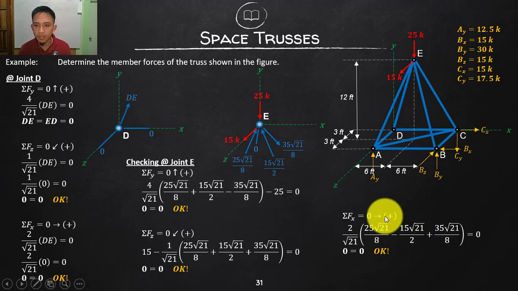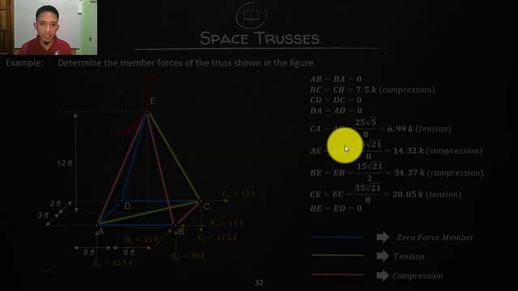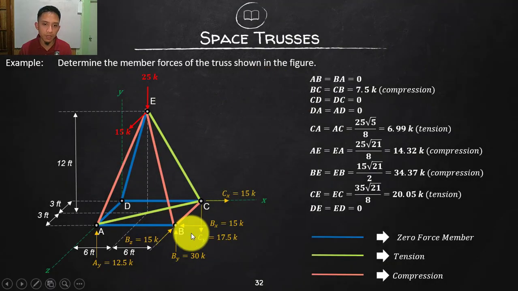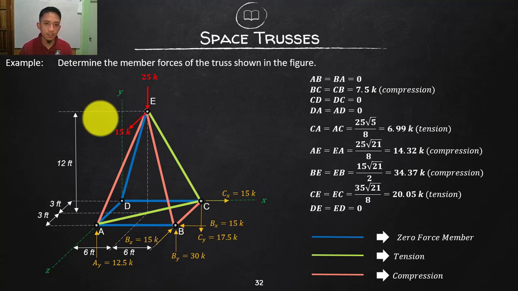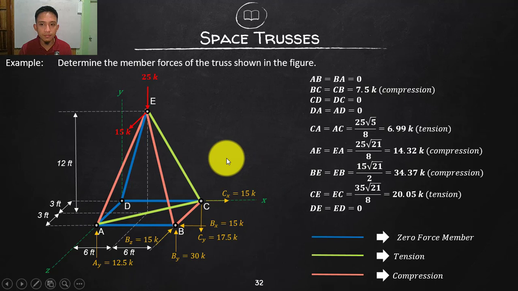So if you try to substitute all of these, that will give us 0, which is equal to 0. We will satisfy the equilibrium. So we are 100% sure that our answer is correct, but of course we need to outline that, to explain or to visualize what this result means.